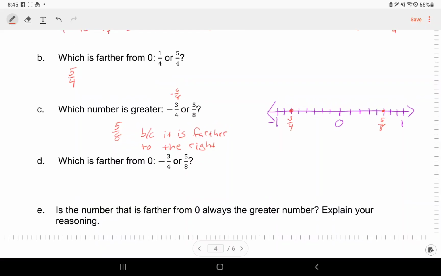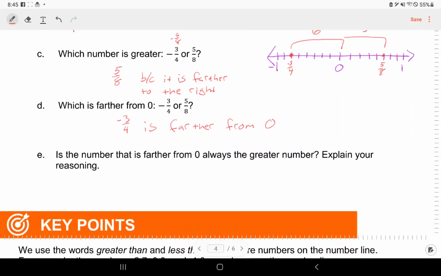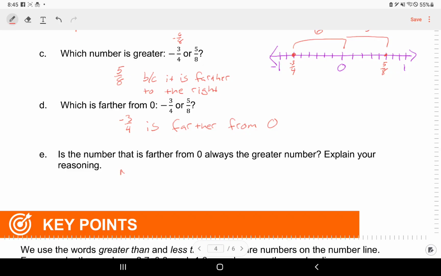And now, which is farther from 0? Well, this distance is 6. This distance is 5. So negative 3/4 is farther from 0. So just because it's farther from 0 doesn't make it the bigger number. Is the number that is farther from 0 always the greater number? No.